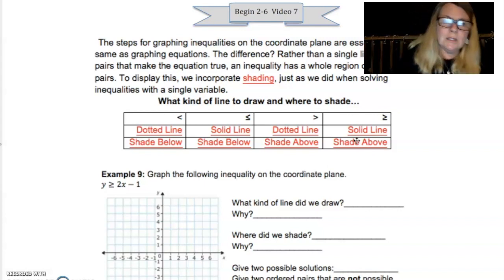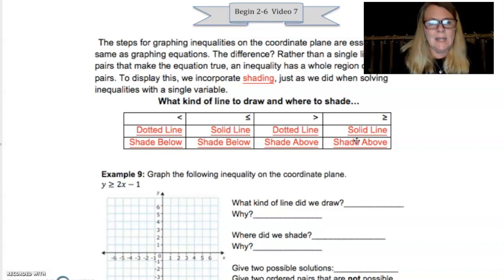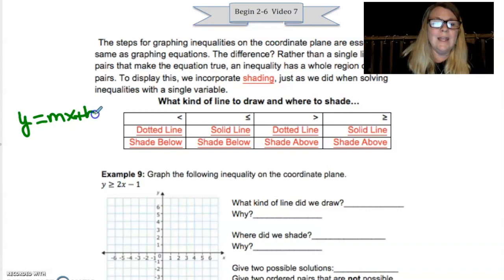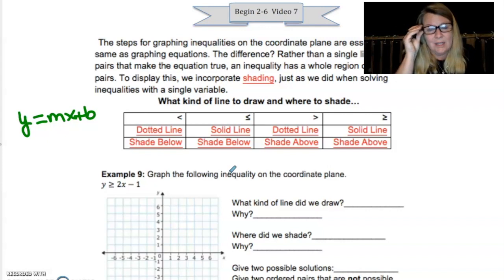Now, I'm going to put a disclaimer on this. This little chart that you're looking at only works if an equation is in slope-intercept form. If it is not in slope-intercept form, you have to actually test to see if a point is a solution to decide whether to shade above or below. I'll talk about that at the end with the last question that shows up here.